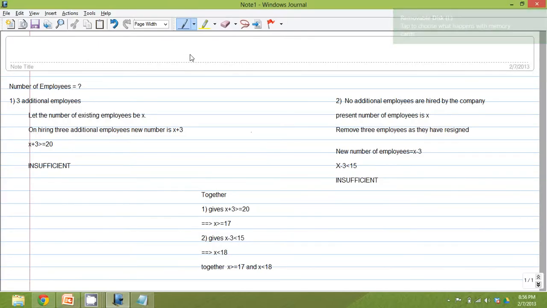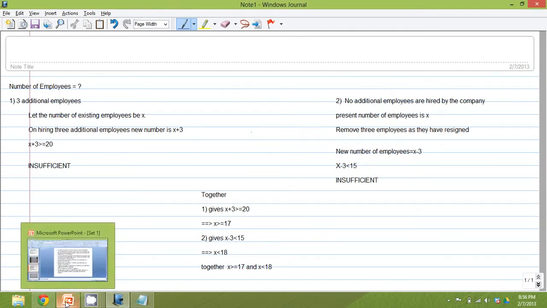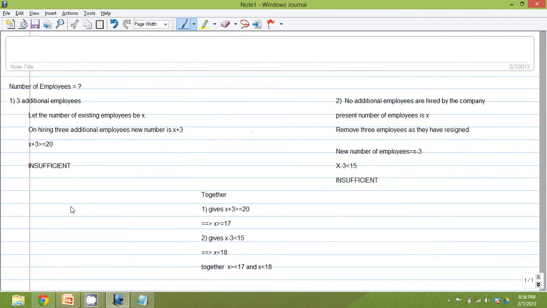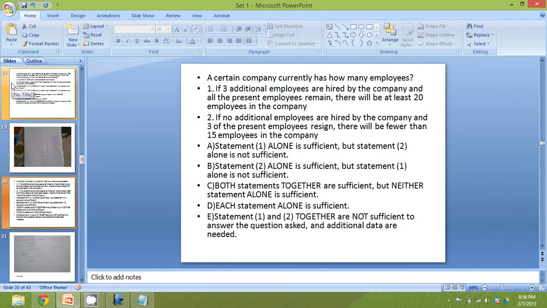Now let's see how we are going to solve this particular question. The question asks: a certain company currently has how many employees? That is what we are supposed to find. We don't know the number of employees. The first option gives us this information: if 3 additional employees are hired by the company and all the present employees remain, there will be at least 20 employees in the company.